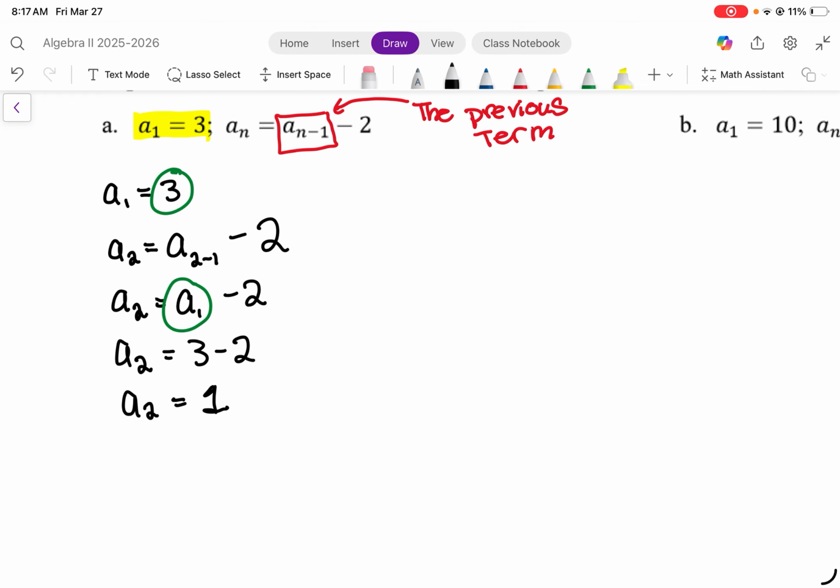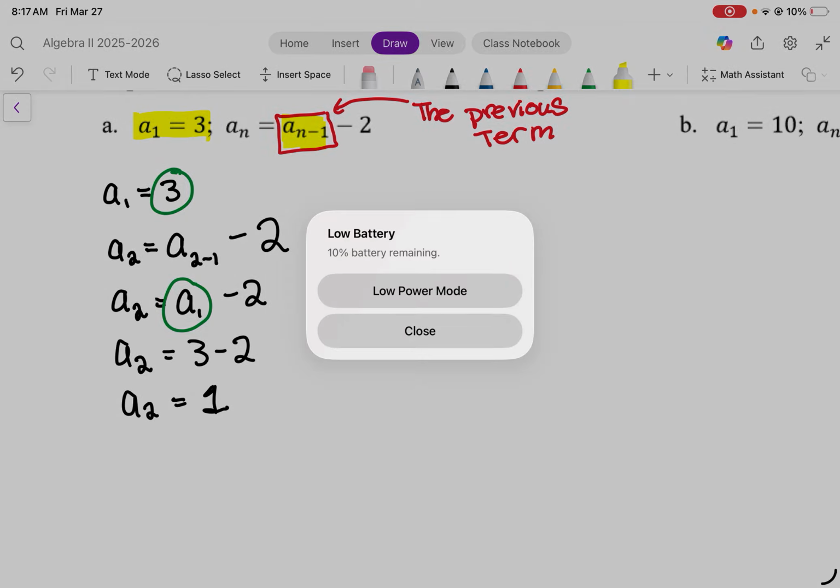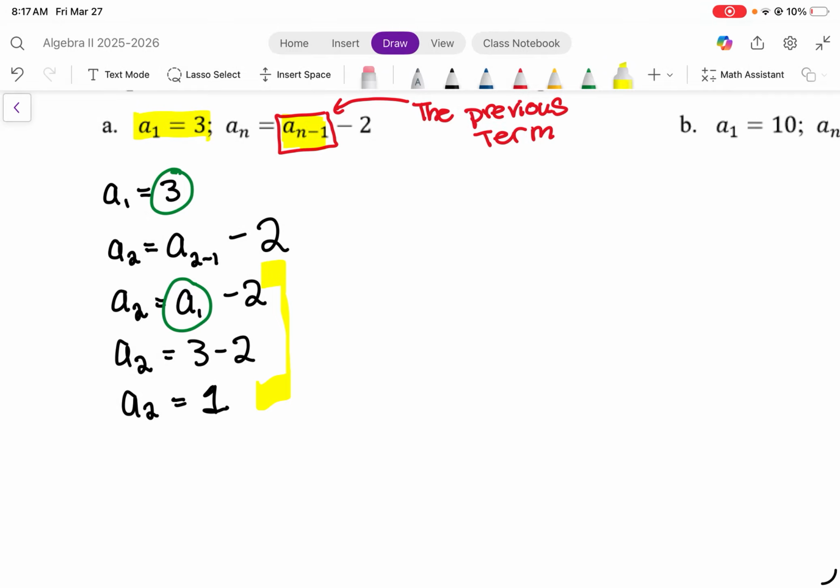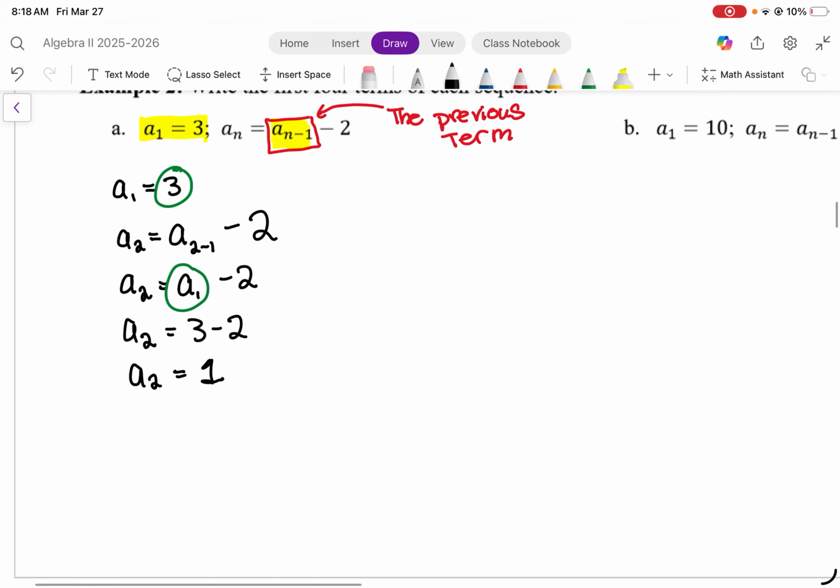So if you can see the pattern here, wherever we have that a sub n minus 1, that just means, again, the previous term. You can skip showing all of these steps that I have shown right here. If you skip that because you know it's just the previous term, that is okay to do. All right, so let's look at a sub 3. Again, that's going to equal our previous term, which was 1, minus 2. So a sub 3 is going to equal negative 1.